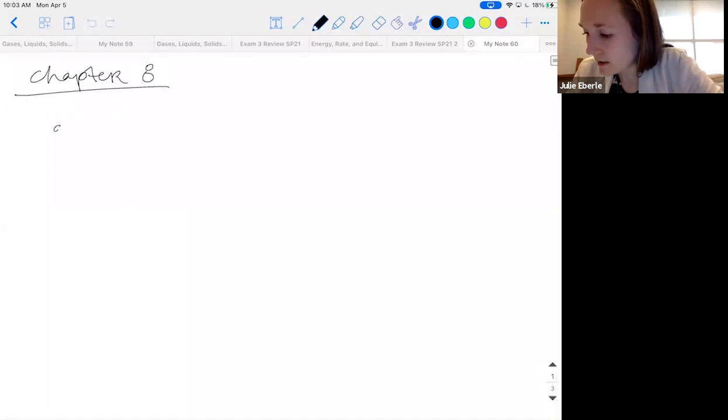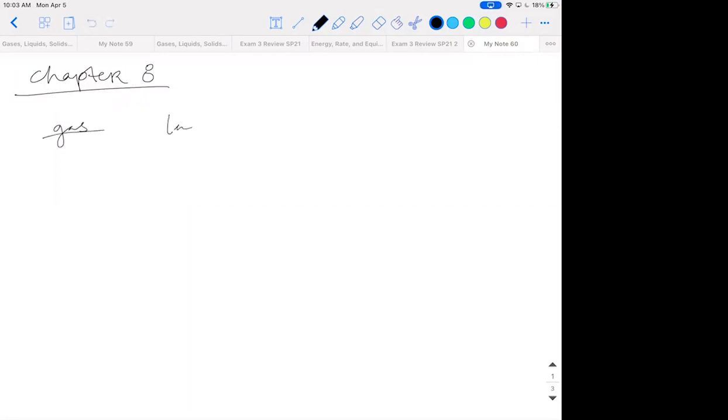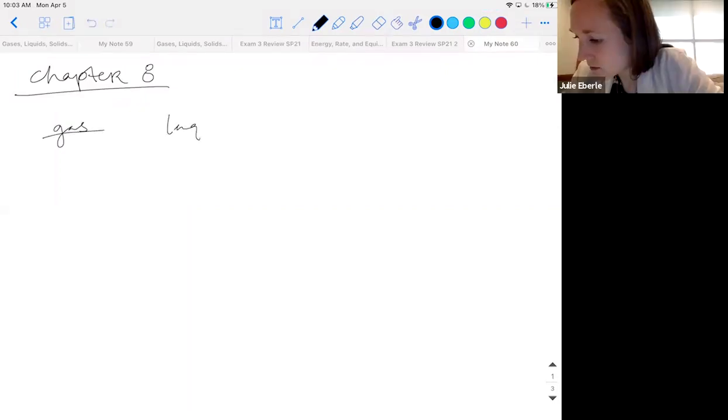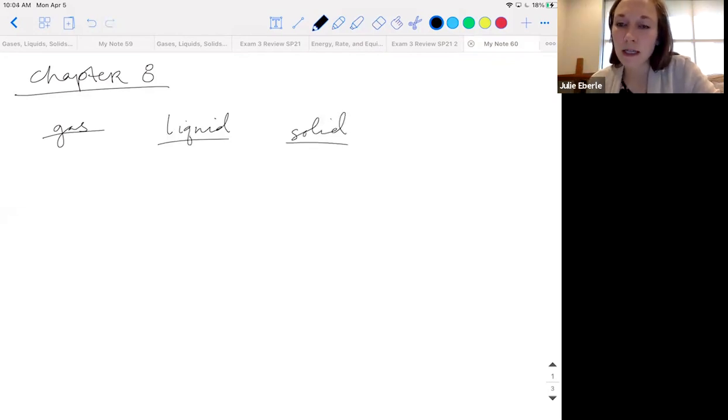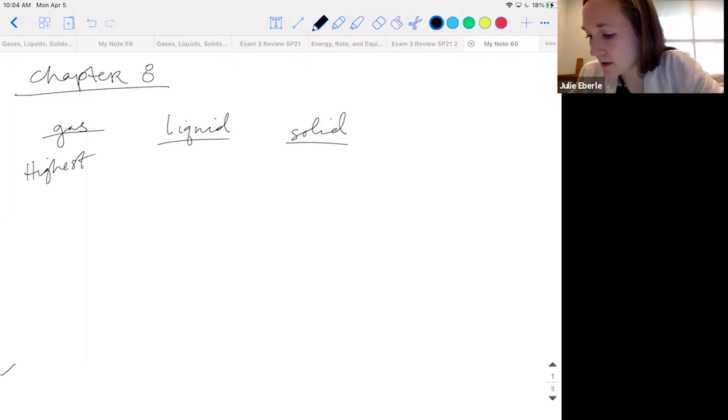And we looked at the difference. What did I write? We looked at the difference between the amount of kinetic energy and the amount of intermolecular forces present in these states of matter between the molecules. So we said gases have the highest amounts of kinetic energy.